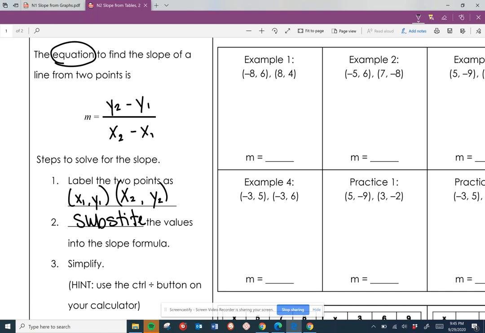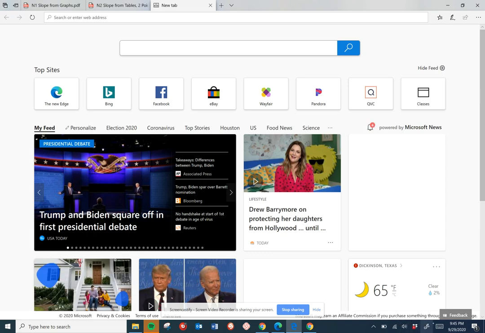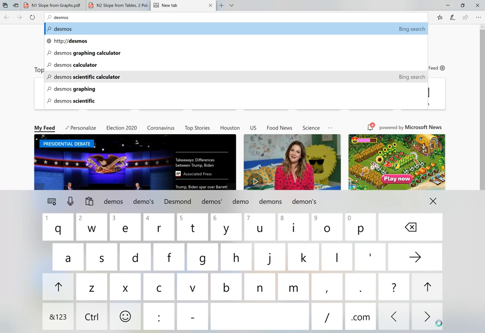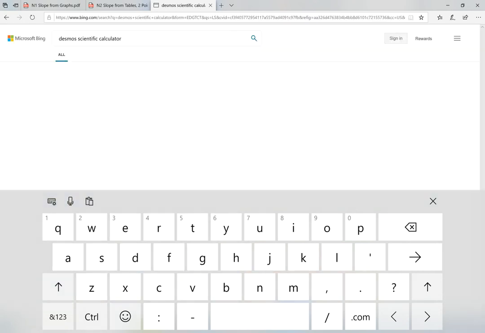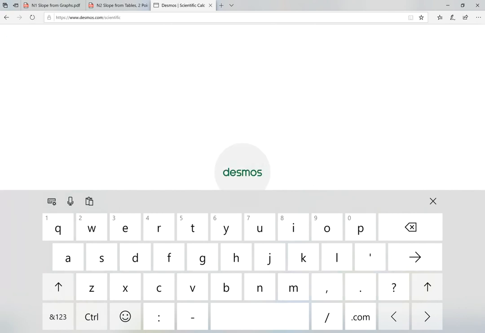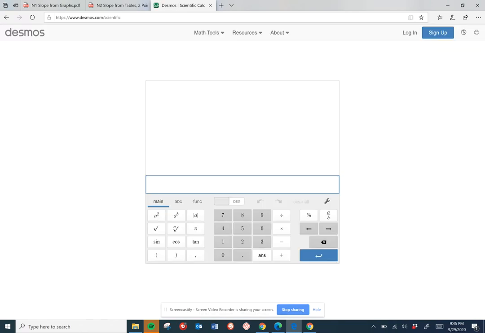So when we go to our calculator, we are going to want to use Desmos.com. Go ahead and open up Desmos, and you want to go to the scientific calculator. That's where we're going to be able to do the simplifying and all that kind of stuff. So you want to open up the Desmos scientific calculator.